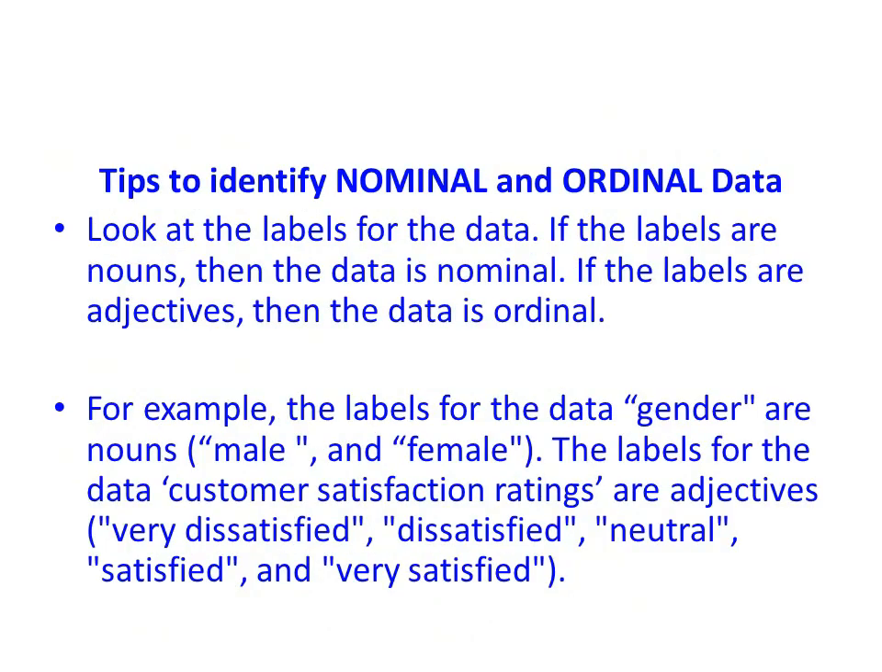Look at the labels for the data. If the labels are nouns, then the data is nominal. If the labels are adjectives, then the data is ordinal. For example, the labels for the data, gender, are nouns, male and female. The labels for the data, customer satisfaction ratings, are adjectives, very dissatisfied, dissatisfied, neutral, satisfied, and very satisfied.